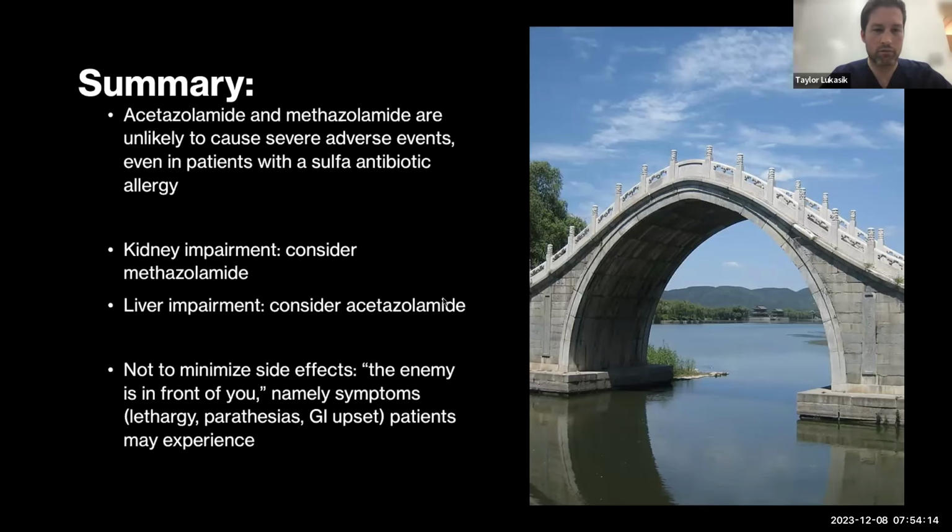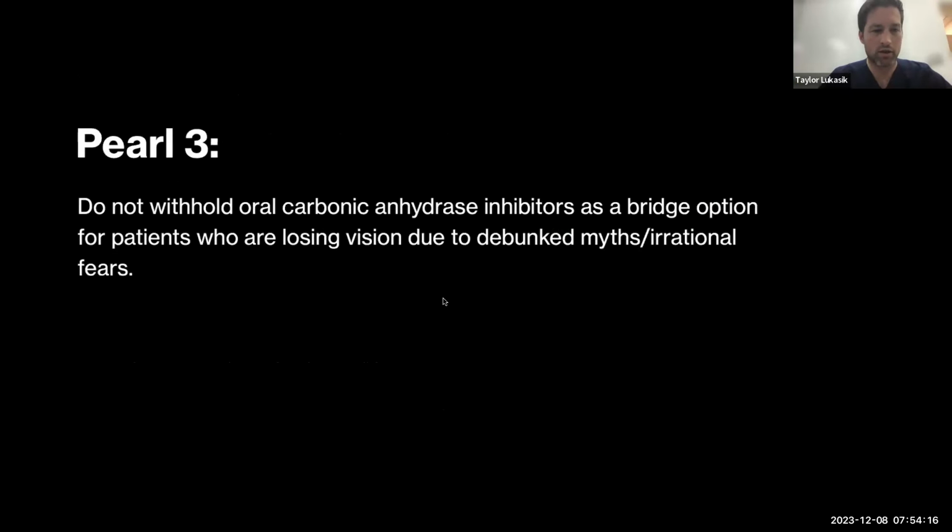But bringing us to my last pearl here, do not withhold oral carbonic anhydrase inhibitors as a bridge option for patients who are losing vision due to debunked myths or irrational fears. So that was my last pearl.